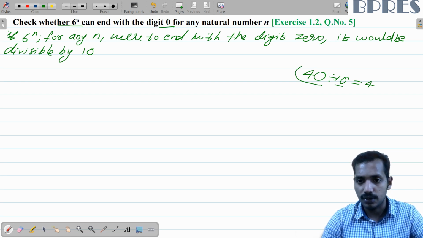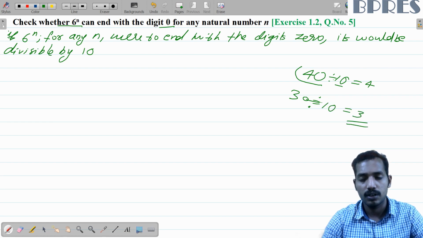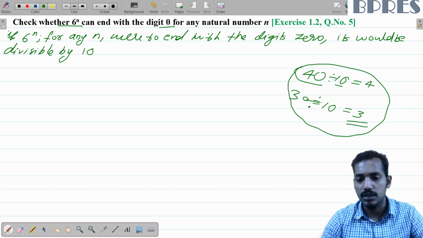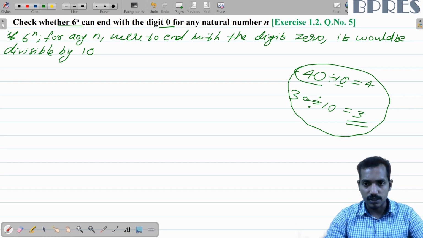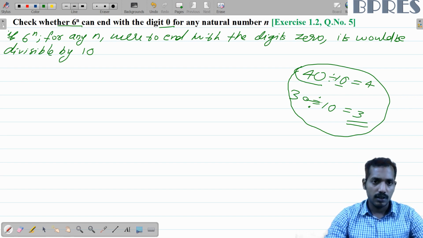Or any other number, if you take like 30, 30 is divisible by 10. So 30 divided by 10 is equal to 3. Okay, that is the very important criterion: for a number to end with the digit 0, it should be divisible by 10.